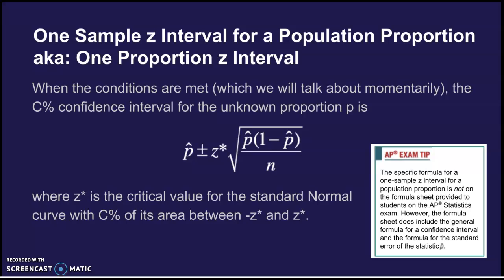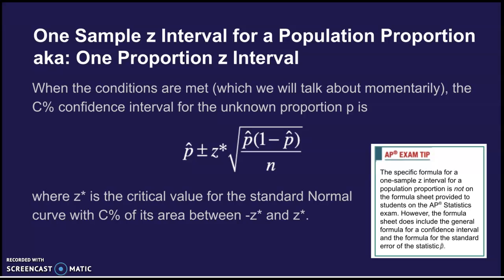So now we're going to talk about the one sample z interval for a population proportion. It's also known as a one proportion z interval. When the conditions are met, and we'll talk about the conditions in a moment, the C% confidence interval for an unknown proportion is p hat plus or minus z star, that's your critical value, times the square root of p hat times 1 minus p hat over n. Z star depends entirely upon what percent confidence you would like. It's the value that has the area between negative z star and positive z star that's equivalent to C%.